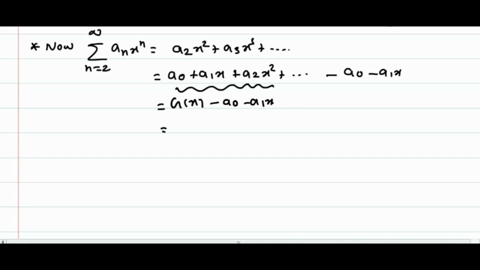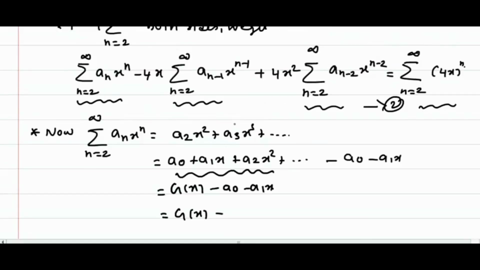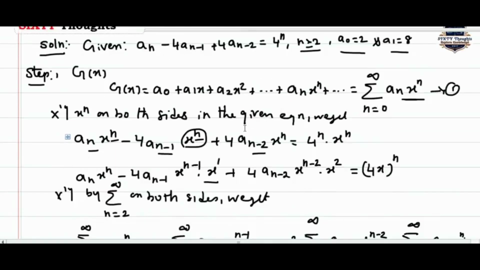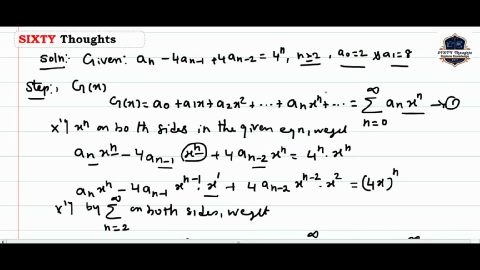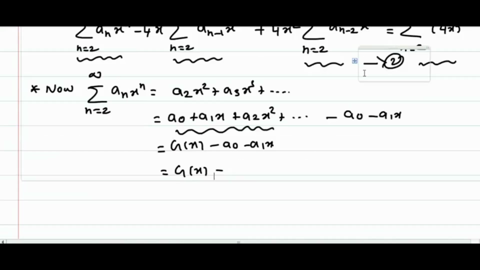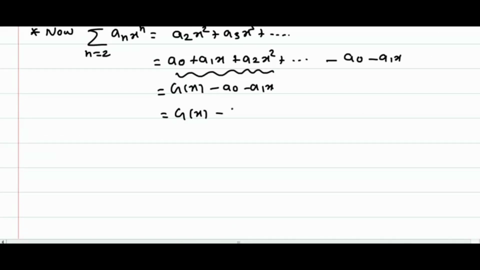What is a naught? A naught value is given, and a1 also. You see the given equation: a naught is 2, a1 is 8. Okay, substitute a naught value 2, a1 value 8, into x.